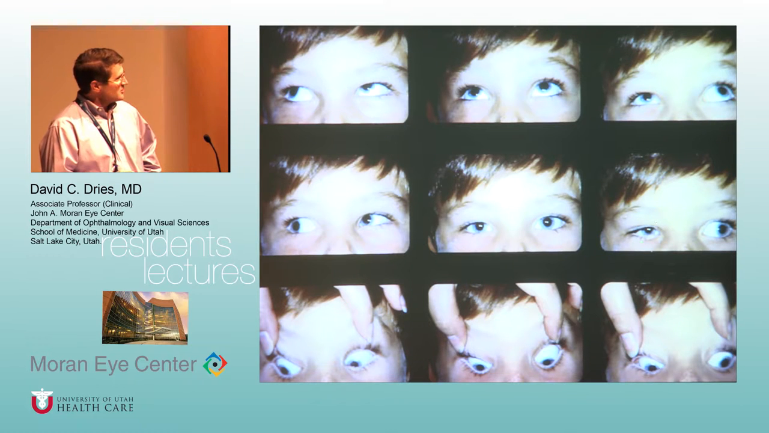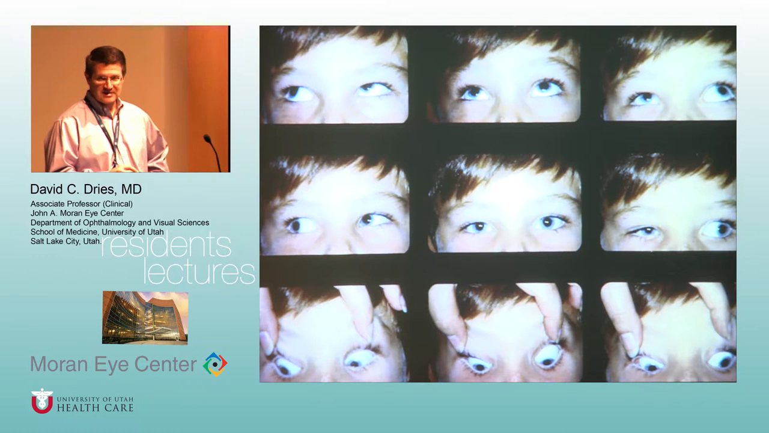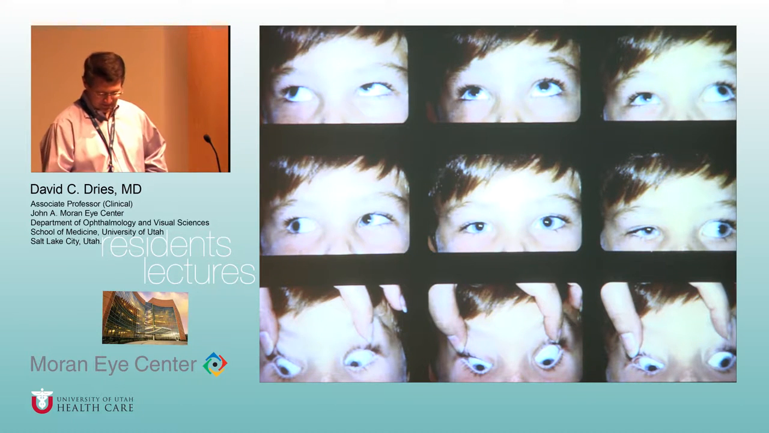His adduction is reduced a bit. His abduction is pretty good, but maybe not perfectly normal. But look at the globe retraction when his right eye goes into adduction. So this is type 2 Duane syndrome of his right eye. Does that make sense? Okay.